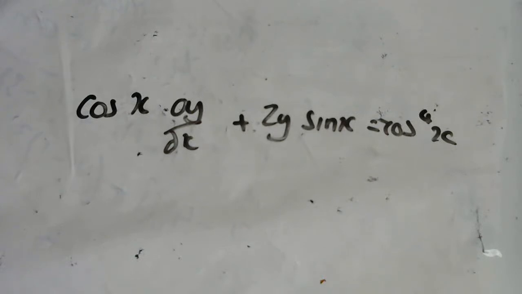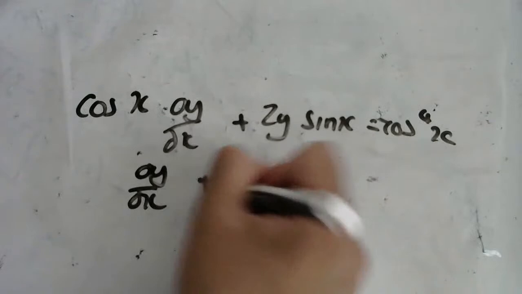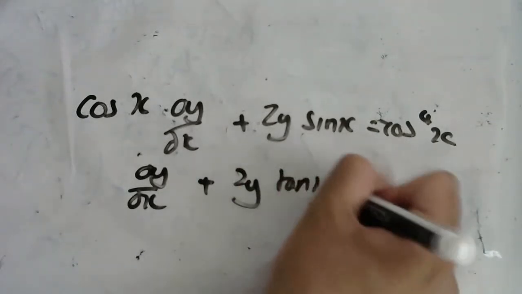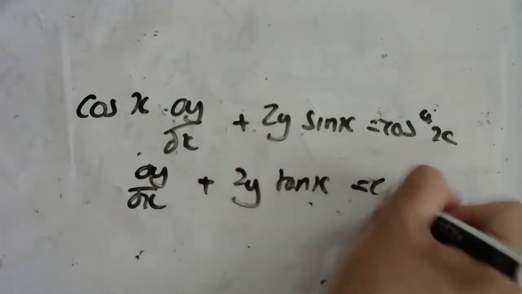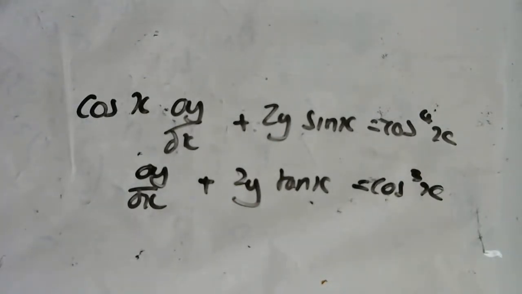So this is what we've got. This is a bit awkward, but I can do something by dividing through by cos x. So if I divide through by cos x, I've got dy/dx plus 2y tan x, which is considerably easier to handle, equals cos cubed x. And now we're in a position to use an integrating factor.